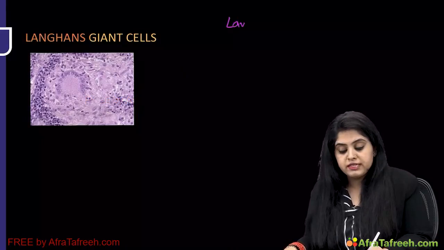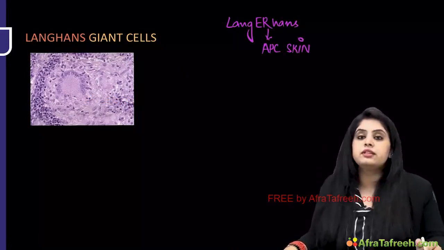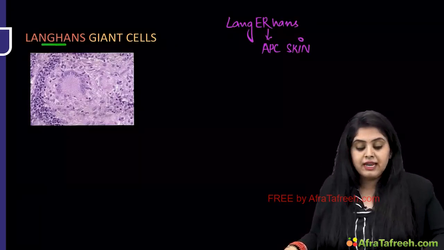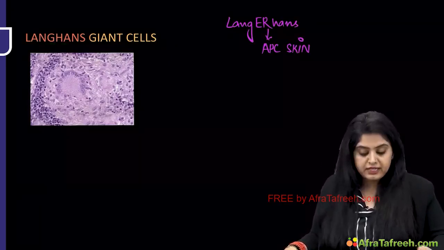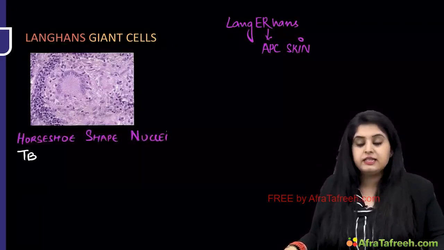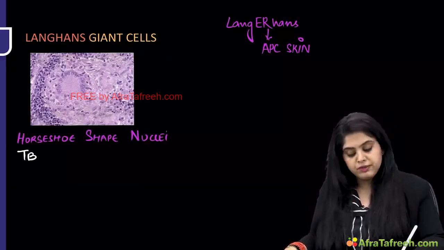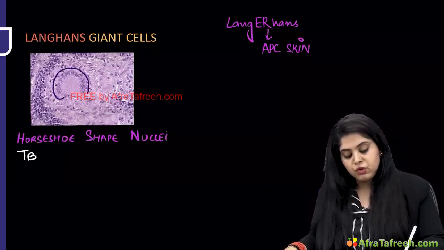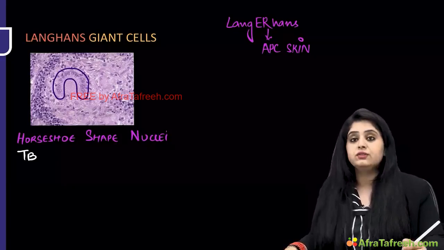Do not call it Langerhans cell, because Langerhans cell is an antigen presenting cell in the skin and it's totally different. I am talking about the Langerhans giant cell. And how did I identify this Langerhans giant cell? It is going to show you horseshoe shaped nuclei. Can you see that arrangement?